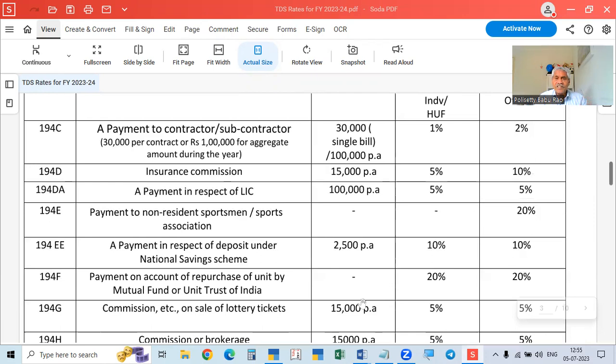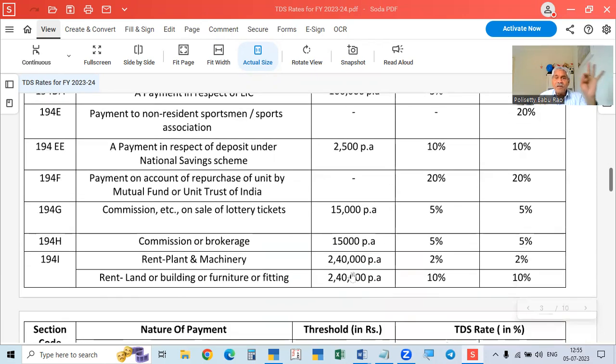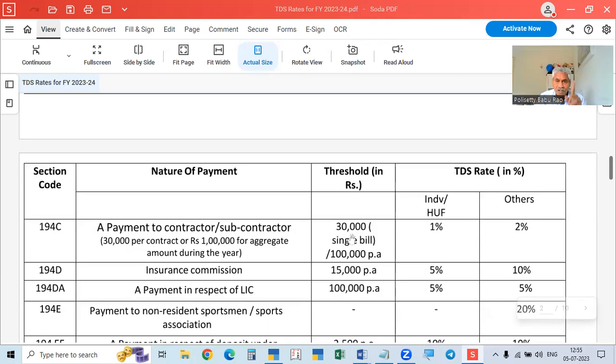And for all others, everything is yearly, per annum only. For this one only, there are 2 limits. And in this case, for HUF and individual, 1%. For others, other than individual and HUF, 2%.